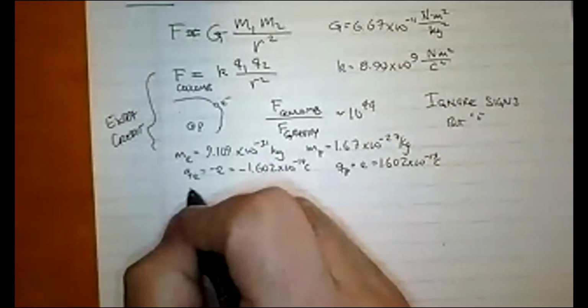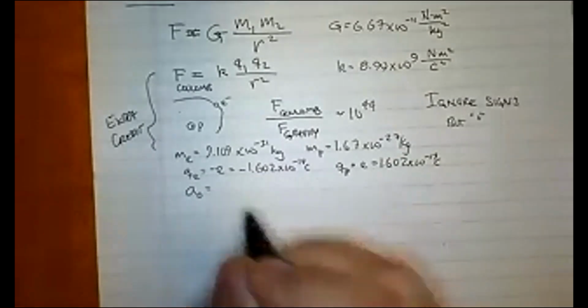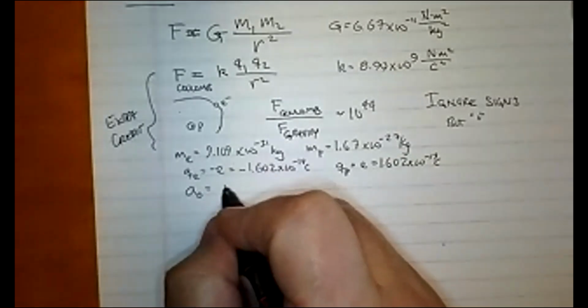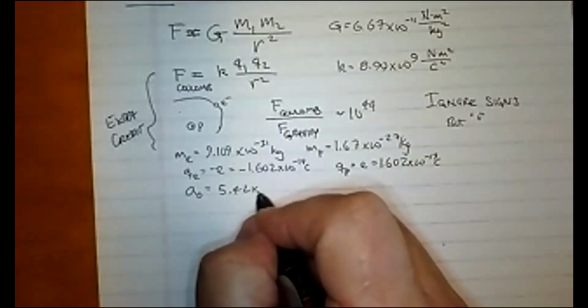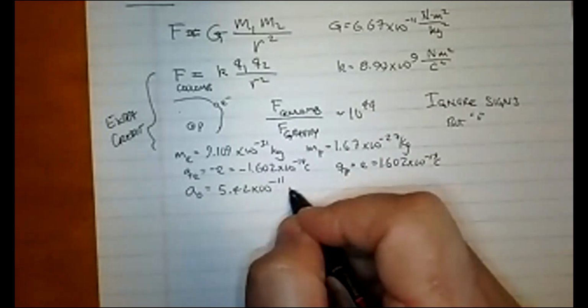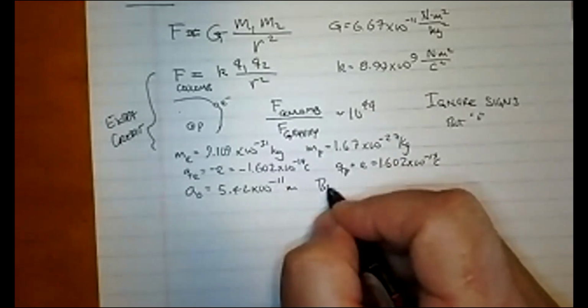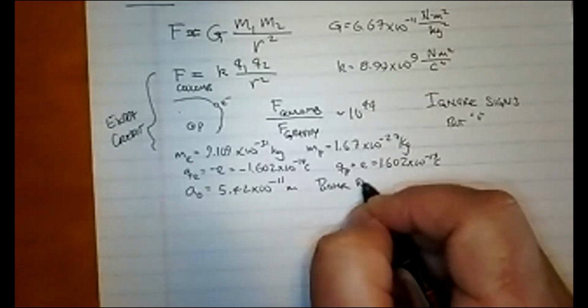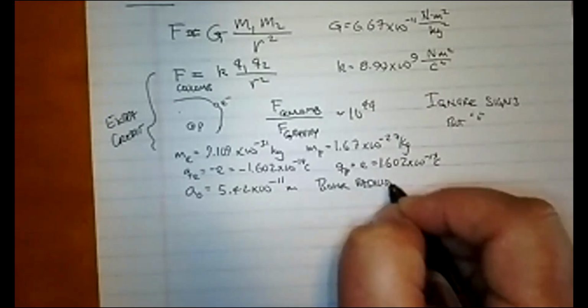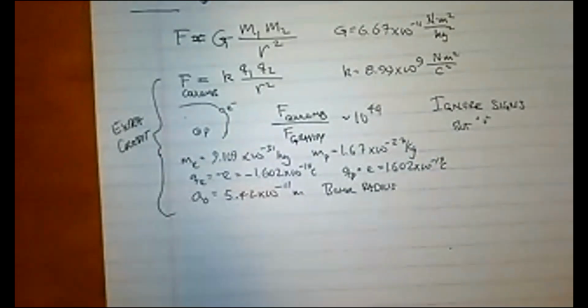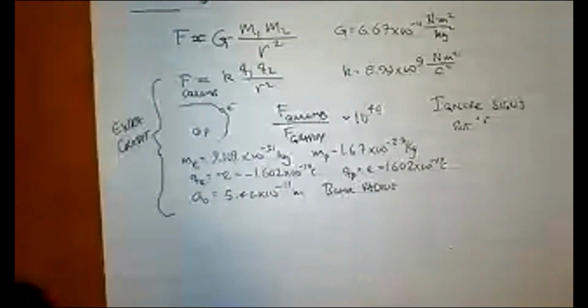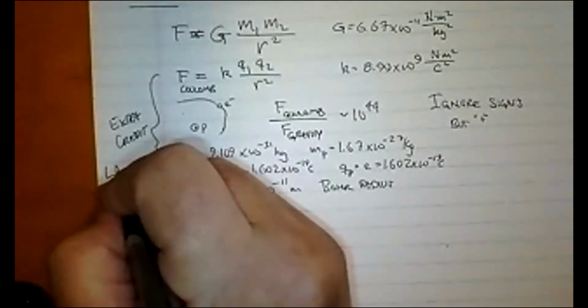And in fact, you may or may not realize whether you need this, but 5.42 times 10 to the negative 11th meters is the Bohr radius. So that's how far apart they are. Okay, so that's what you'll need to calculate. Any questions on that?